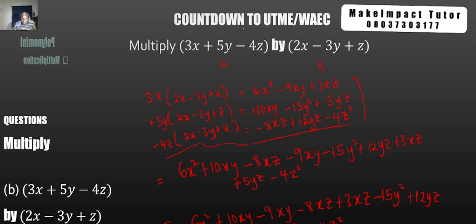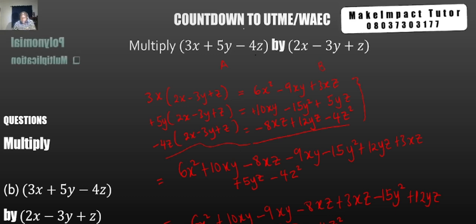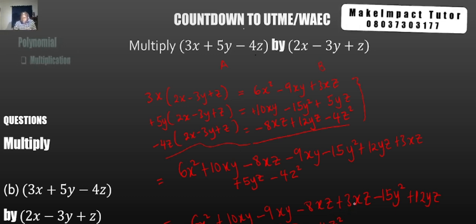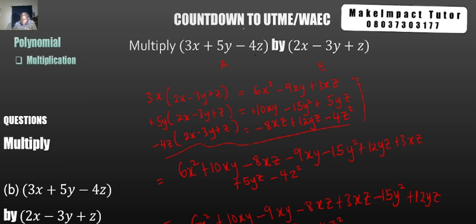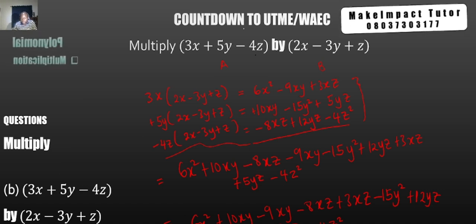So I have 6x squared. I want to bring all these squares together, so 6x squared minus 15y squared, and then minus 4z squared, followed by 10xy minus 9xy, that is xy. Then I have minus 8xz plus 3xz, that will be minus 5xz. And then I have 12yz plus 5yz, and that's 17yz. And that's all. That's the answer to this particular question.